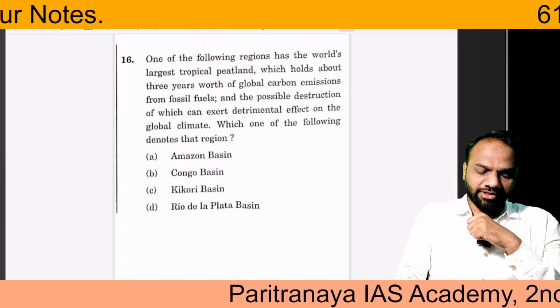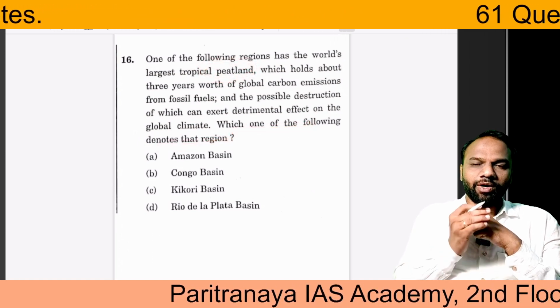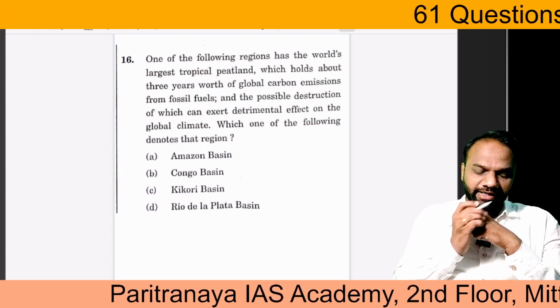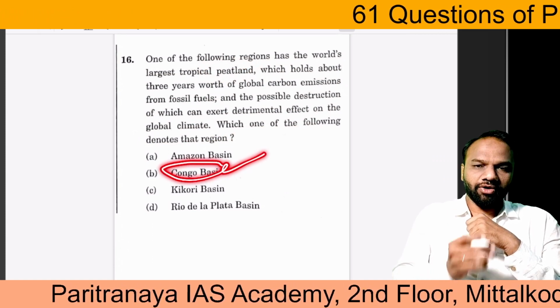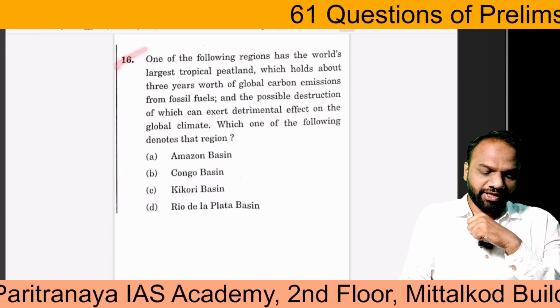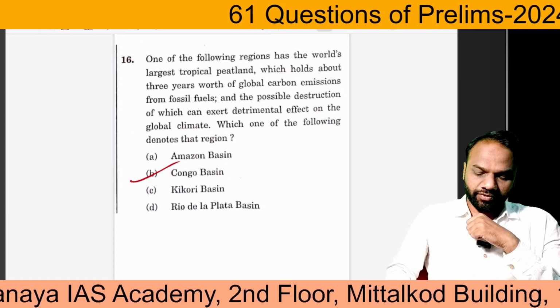And here, what they asked is which of the following denotes that region. So in the world, the largest peatland exists in the Congo Basin. Hence important. So the answer here is Congo Basin.